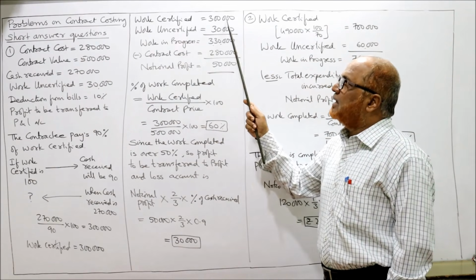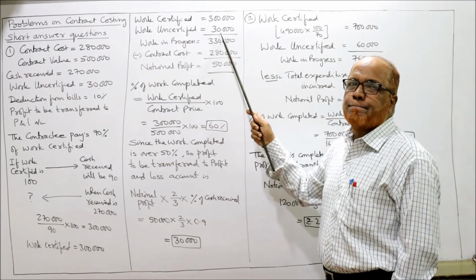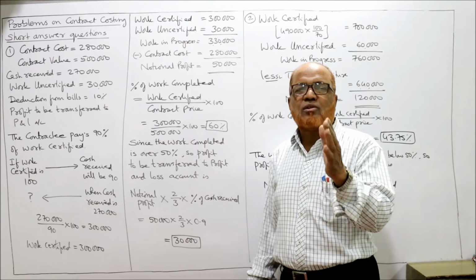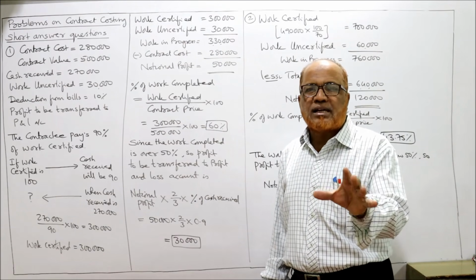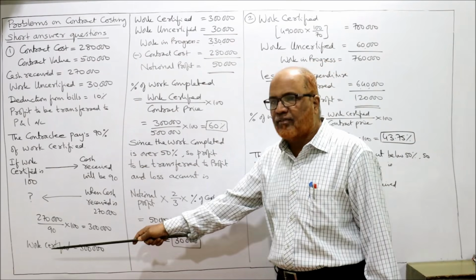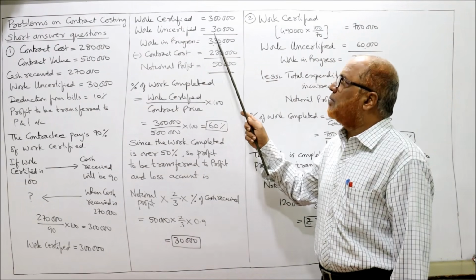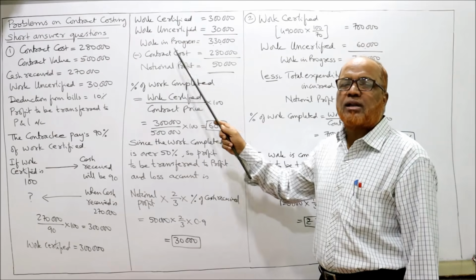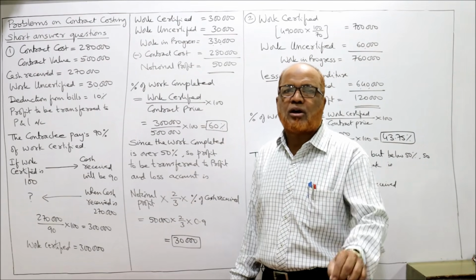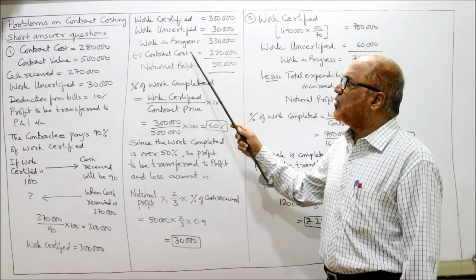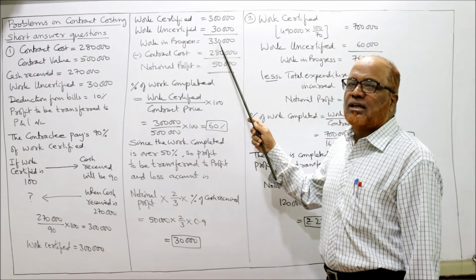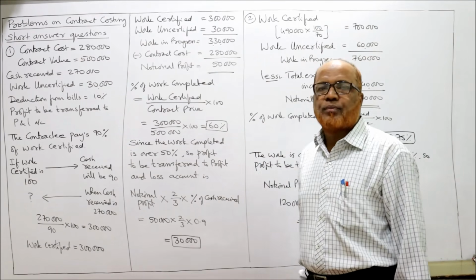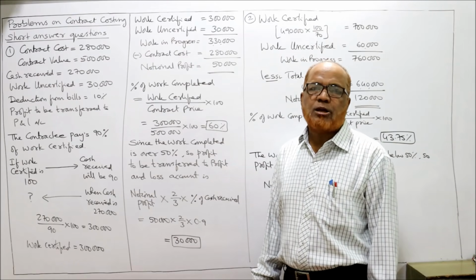Now work certified is 3 lakh, work uncertified is 30,000. So total work in progress will become 3 lakh 30,000. Work in progress consists of work certified and work uncertified. Work certified is not directly given in the problem; we have calculated it. Work uncertified is given in the problem as 30,000. So total work in progress 3,30,000 less contract cost, the expenditure incurred on the contract, 2,80,000. So the remaining 50,000 is called notional profit, imaginary profit.